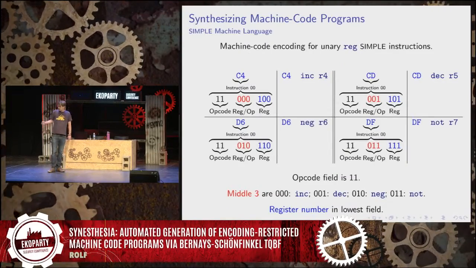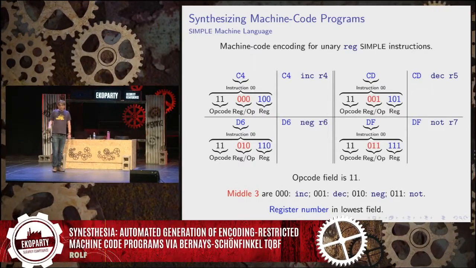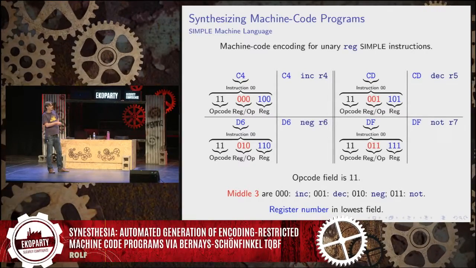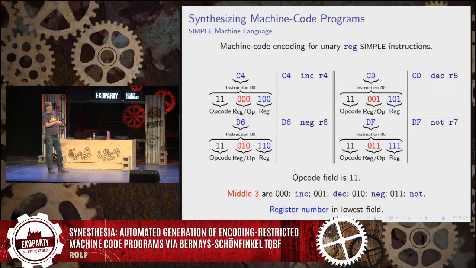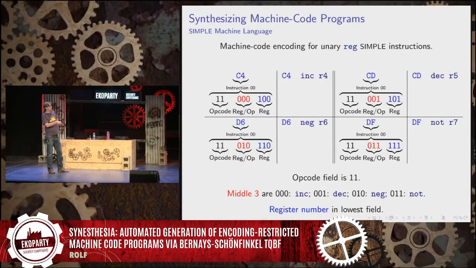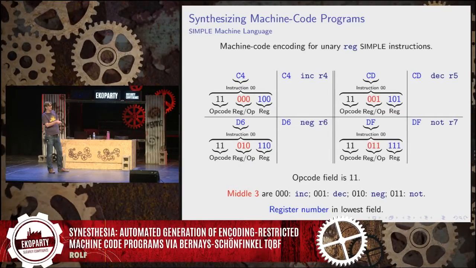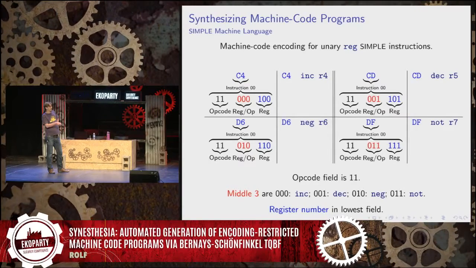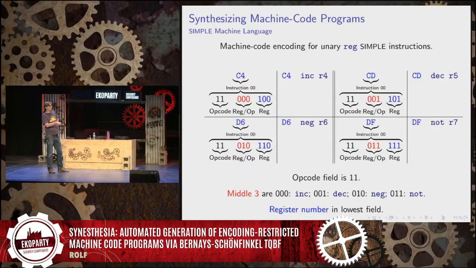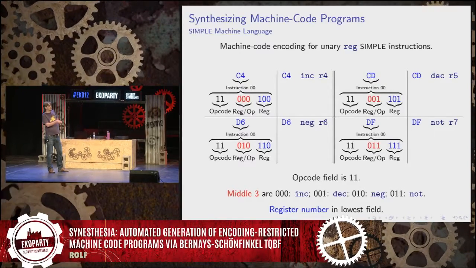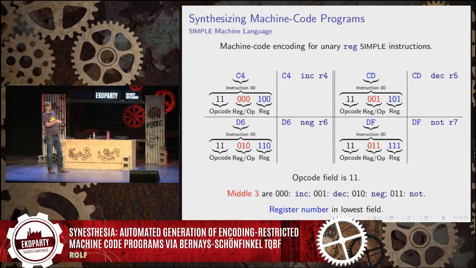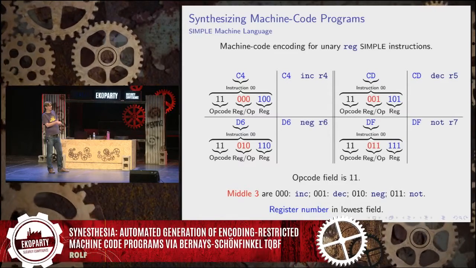And then as for the unary operators that only take 1 register, I'll just fix the top 2 bits to 1, 1. And then I'll use the middle field to determine what the operation is. So 0, 0, 0 will be inc, 0, 0, 1 is dec, 0, 1, 0 is neg, 0, 1, 1 is not. And then I'll use the bottommost 3 bits to determine which register I'm using.